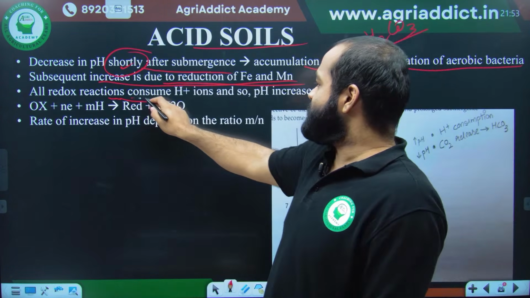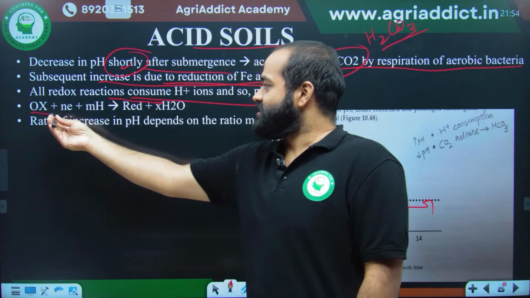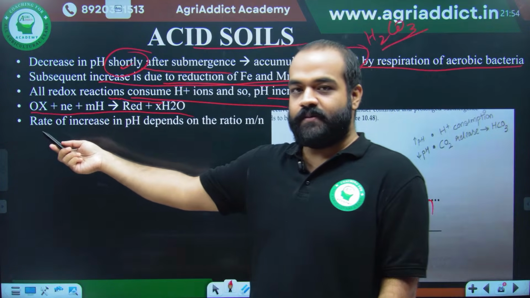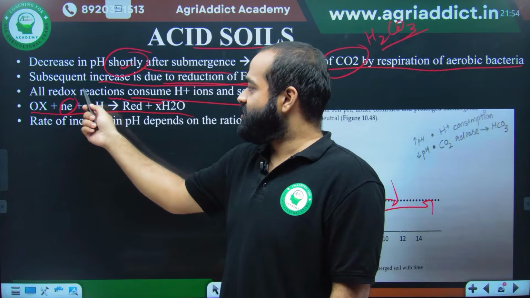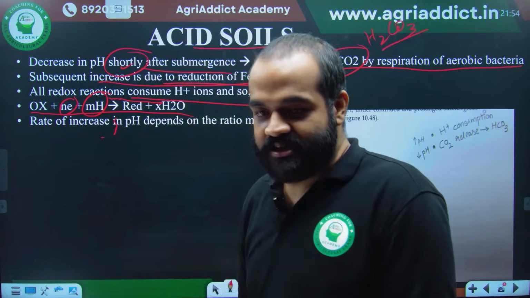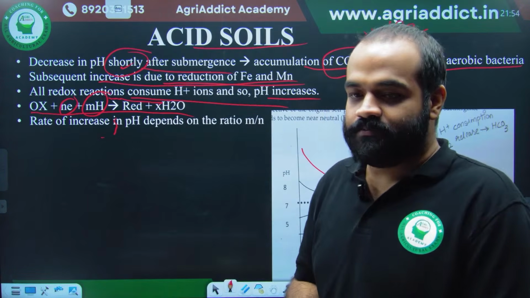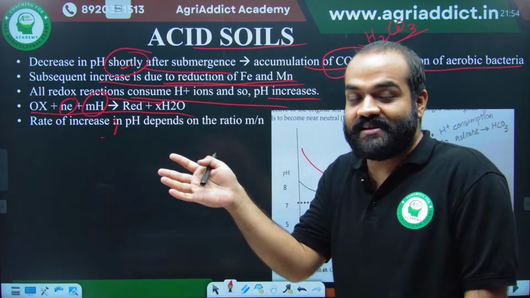All redox reactions consume H plus ions and so pH increases. All redox reactions take place in this way, be it Fe, be it Mn. So along with electrons, it will consume H plus as well. And we all know the definition of oxidation and reduction. If we are consuming H plus, we are getting, oxidation reduction में चला गया मैं, pH.